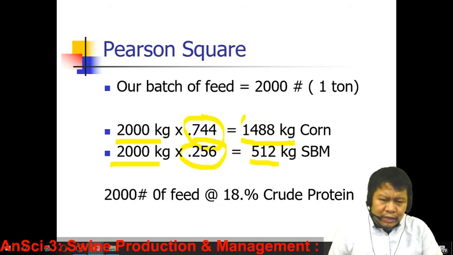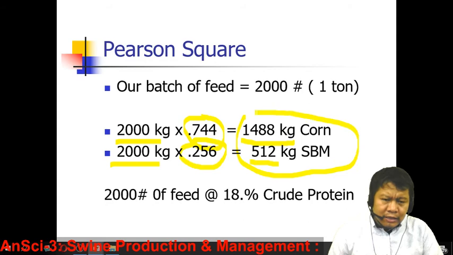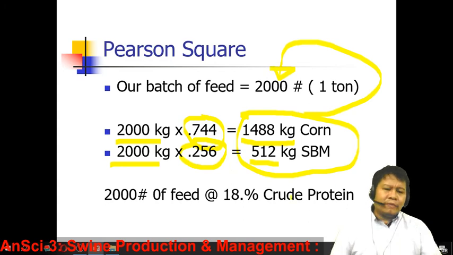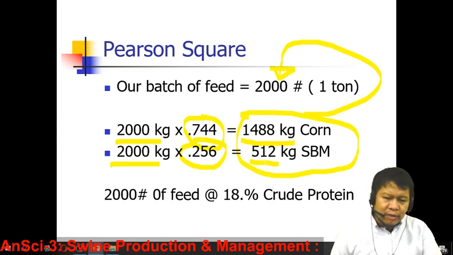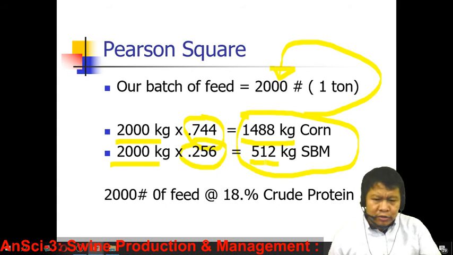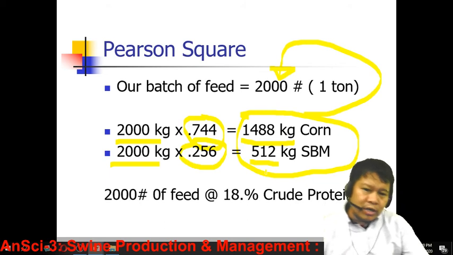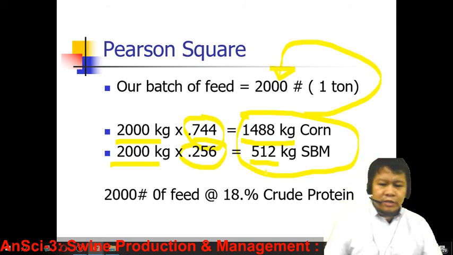So when we add the two together, it should equal 2,000, because that is the feed that we will mix. If they do not total 2,000, there must be some error somewhere in our computation. But if they do, then most likely we are doing our computation right.